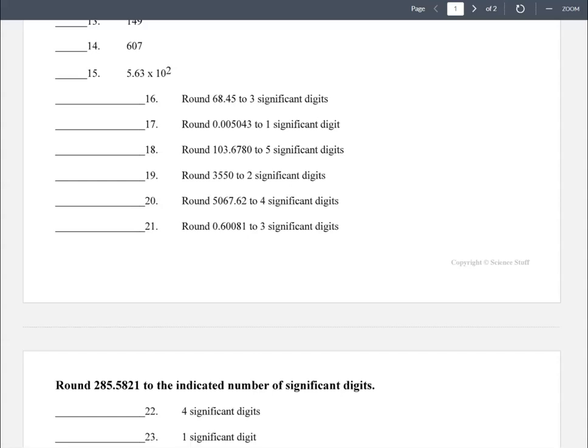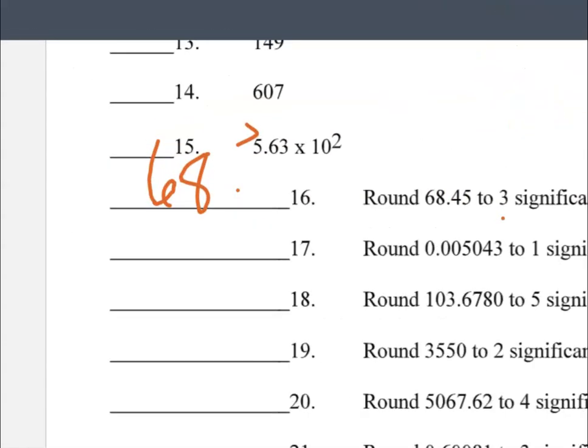So if we look at number 16, we have 68.45. That is a terrible 4 that I just drew. Let's fix that. 68.45. We want 3 significant digits. 1, 2, 3. The 5 would tell the 4 to round up for a final answer of 68.5.